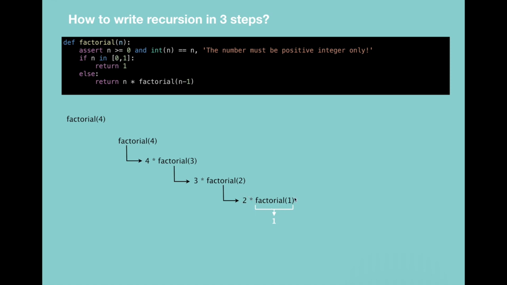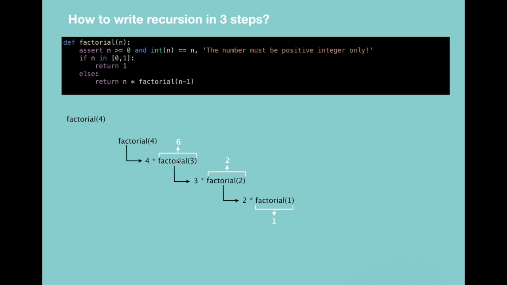So we know that factorial 1 is 1. So 2 multiplied with factorial 1 will be 2. So now we have an output for this function. So the factorial 2 is 2, which means that we can calculate the factorial 3, because the return value for factorial 3 is 3 multiplied with factorial 2. So in this case, the return value for factorial 3 will be 6, because 3 multiplied 2 is going to be 6.